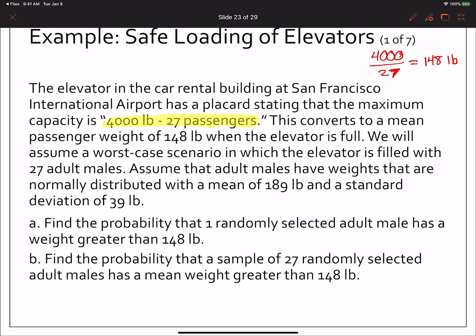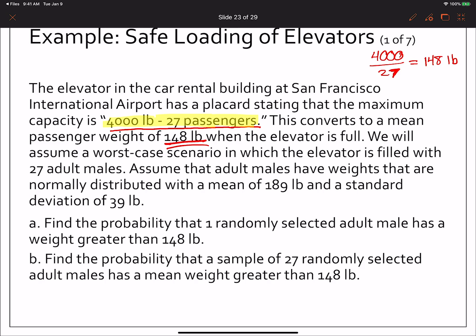So again, let's just look at what we know so far. The elevator can support a maximum of 4,000 pounds or 27 passengers. And when we do the division, that tells us that basically the elevator has to have an average weight of 148 pounds per passenger if there were 27 people in there. And again, all you did was just divide the total amount by the 27 to get that 148 pounds.